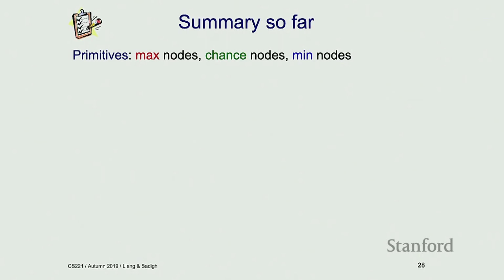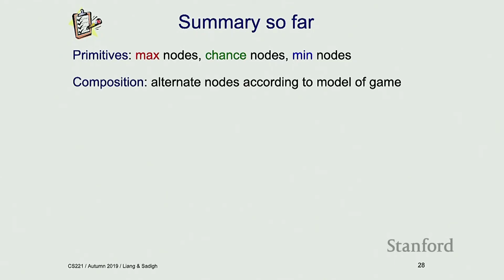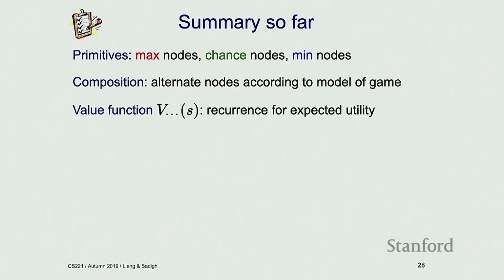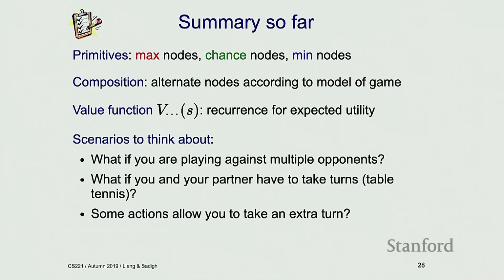We've been talking about chance nodes, like what if you have a coin there, and then also these min nodes. Basically, we've been talking about composing these sorts of nodes together and creating a Minimax game or an Expectimax game. And then for the value function, we just do the usual recurrence that we have been doing in this class, from the utility to come up with this expected utility value for all the nodes that we have.